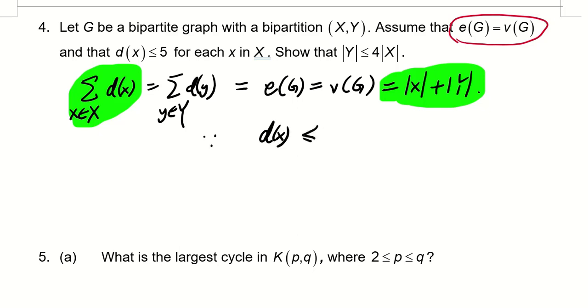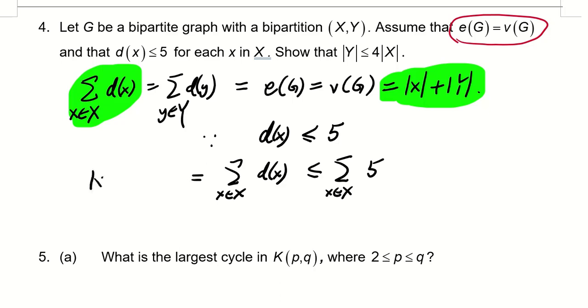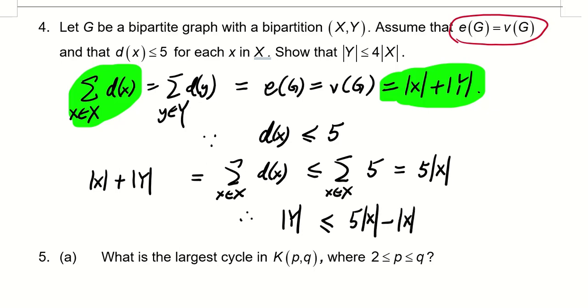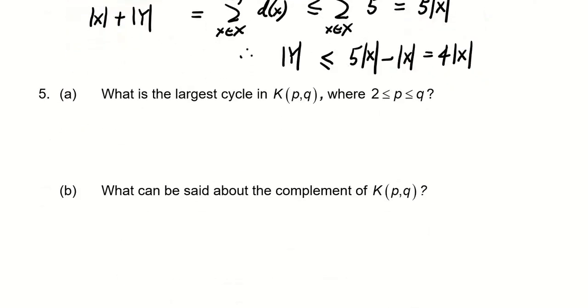The degree of x is less than or equal to 5 for every x in X. So the sum of this will be less than or equal to the sum of 5 for all x in X. And we know from the above, this is equal to the number of elements in X plus the number of elements in Y. On the right hand side, this is equal to 5 times the number of elements in X. And therefore, we have the result: the number of elements in Y is less than or equal to 5 times the number of elements in X minus 1 times the number of elements in X, that is 4 times the number of elements in X. Okay, let's move on. Question number 5.